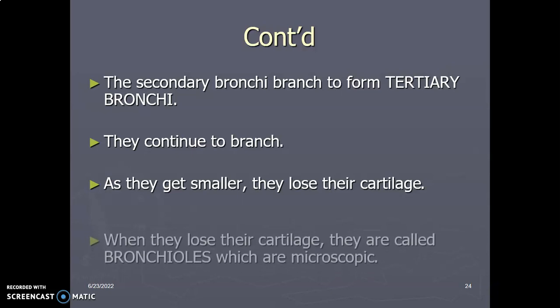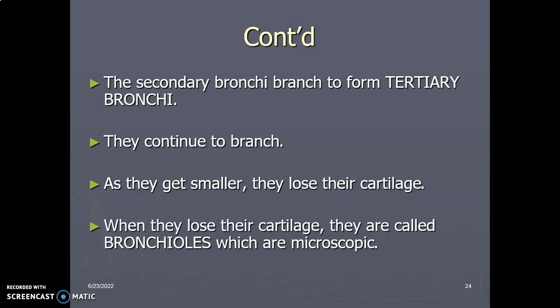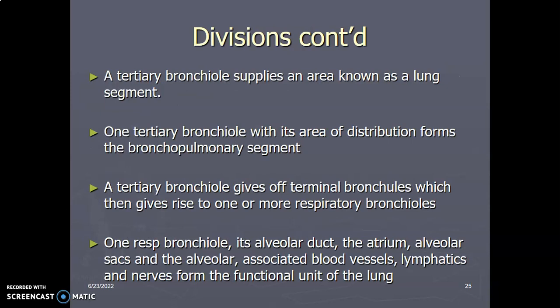It becomes less. Then when you lose the cartilage, what happens? Eventually, the airway is now called bronchioles. So the bronchi, primary, secondary, tertiary, have cartilage. When you get to bronchioles, you lose the cartilage. The tertiary bronchus supplies a lung segment. Secondary was supplying a lobe of a lung.